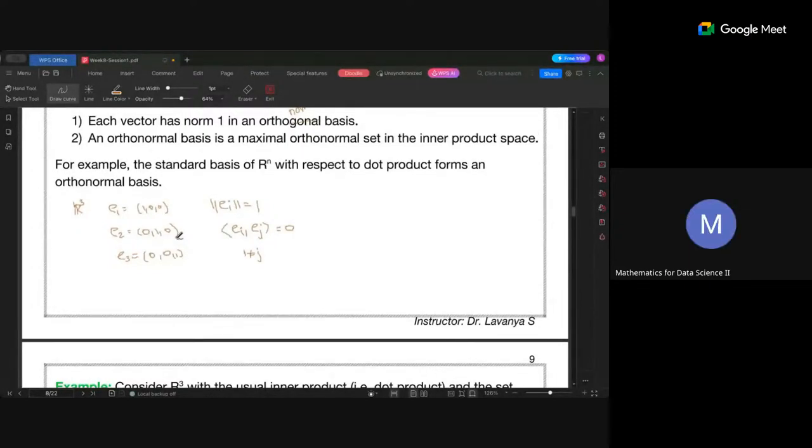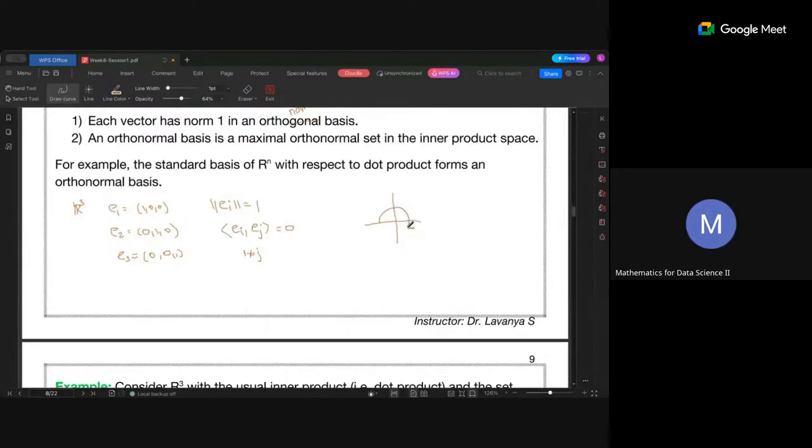Not necessarily. What is your question? Can you repeat? Ma'am, if there is the usual dot product and usual inner product, then this norm equal to 1 condition is only satisfied when they are in the form 1, 0, 0 and 0, 1, 1 in respective Rn, right?